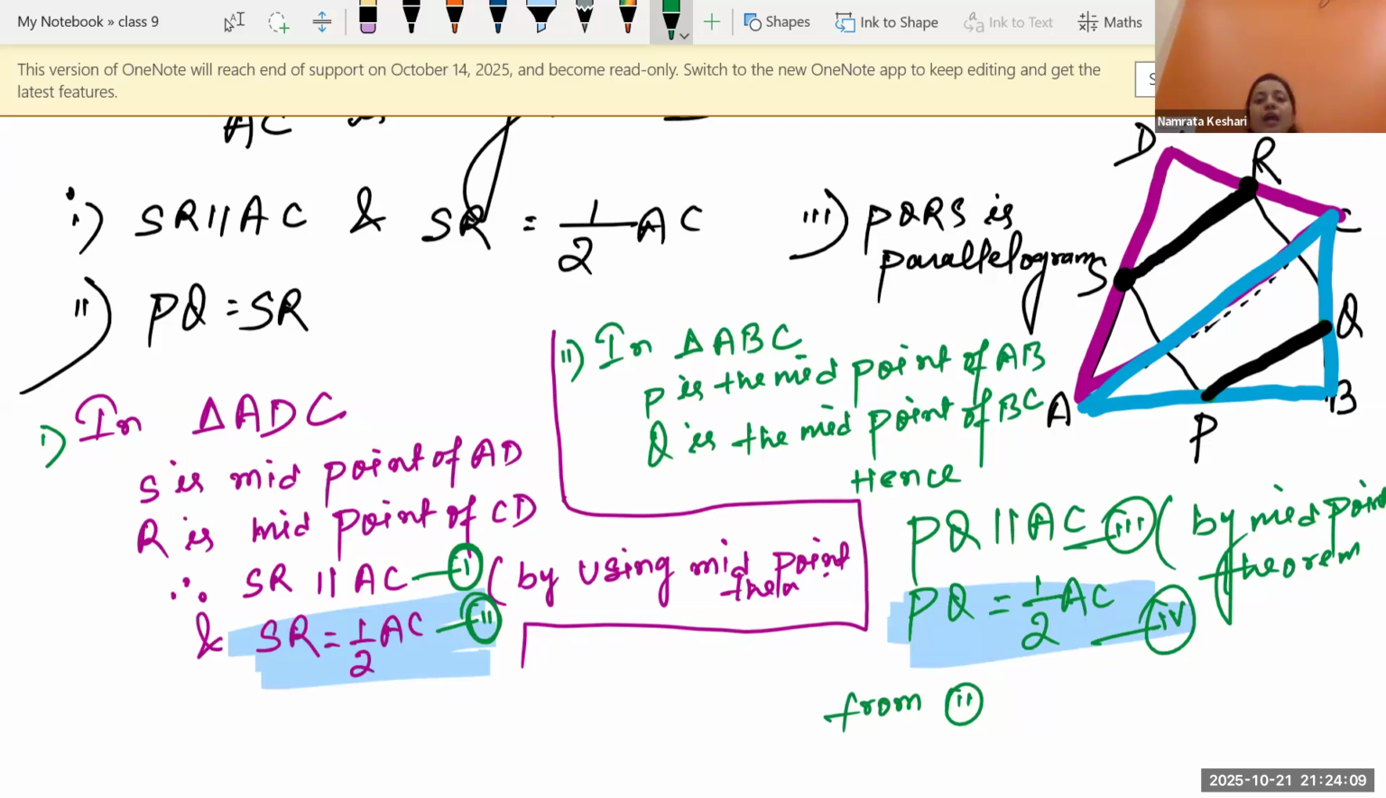I have taken the ABC triangle, and just like the purple triangle, here also we got the parallel condition and the equal condition, exactly like the previous one. That PQ, the line segment, is parallel to the third side of the triangle and is half of the length. Now these two highlighted parts, forget about the figure and all. Just see the highlighted part. SR is half of AC and PQ is half of AC. That means both are the same, right?